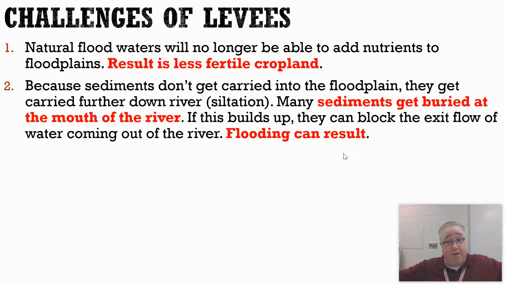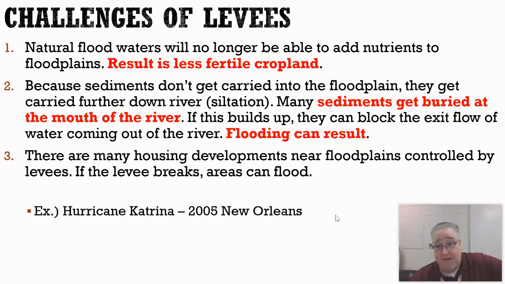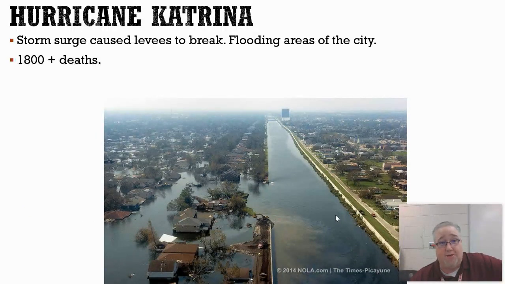If they're not allowed to wash up on the floodplain, then they're going to be going somewhere else, and that could result in flooding. Again, there's lots of housing developments near floodplains. So if a levee breaks, that could cause neighborhoods to flood. In some cases, cities to flood. This is Hurricane Katrina back in 2005.